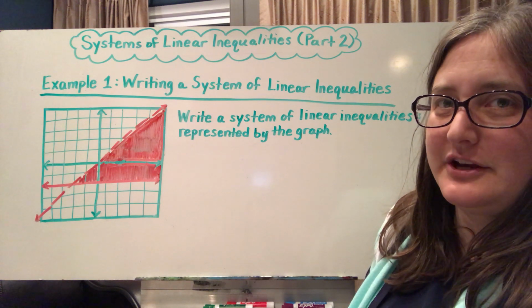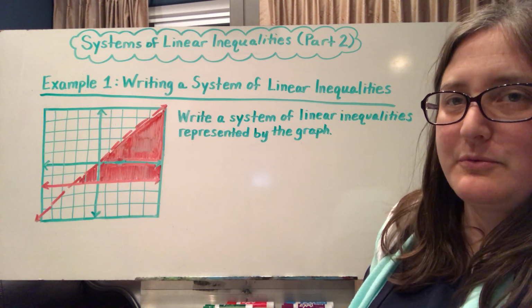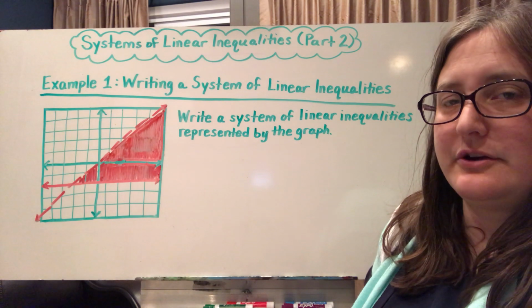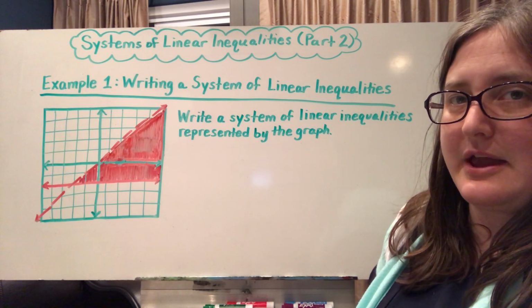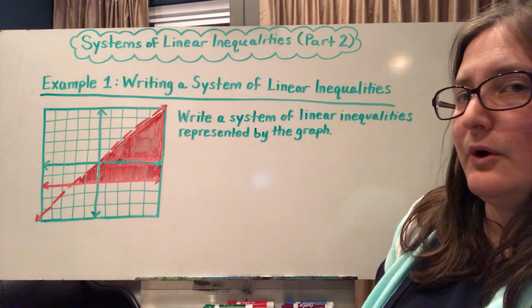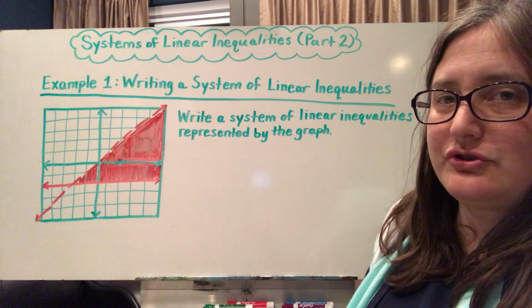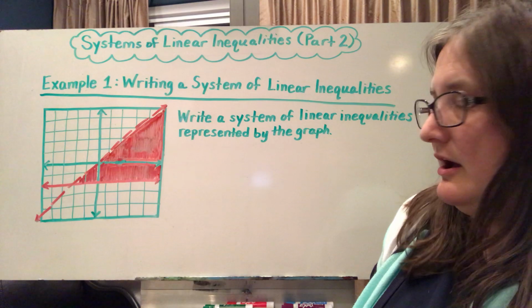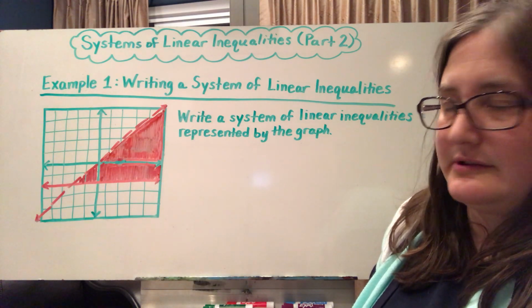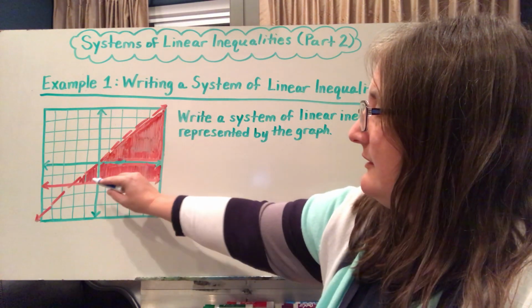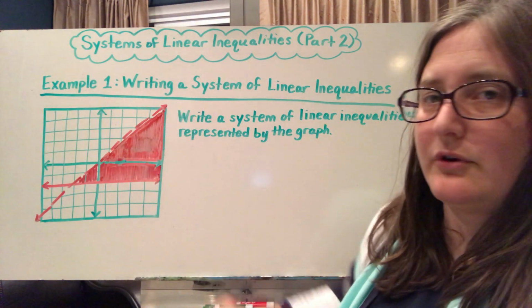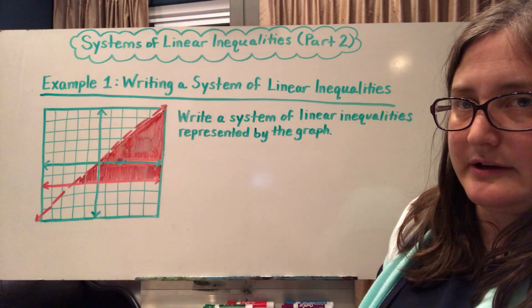This is Systems of Linear Inequalities, Part 2. We're going to start by writing a system of linear inequalities for the graph that we have represented here. So we have two lines on our graph, and we also have the shaded shared area that is a solution for both of these inequalities. So any points in this area are a solution for our system of linear inequalities.